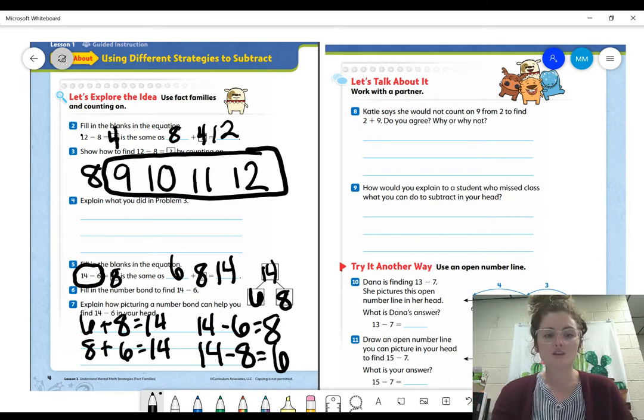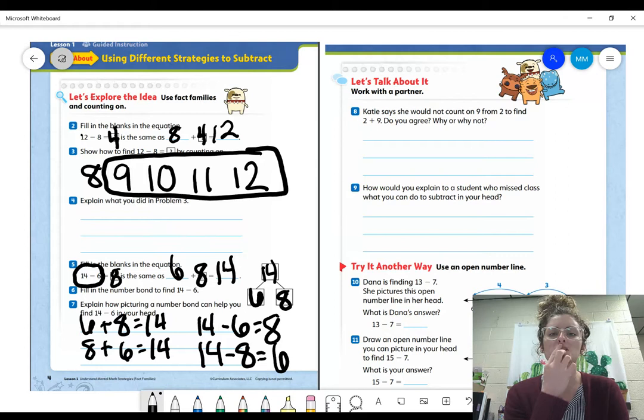So let's move on to number 8. It says, Katie says she would not count on 9 from 2 to find 2 plus 9. Do you agree? Why or why not? So Katie is saying that she would not count 9 more after 2 to find her whole.